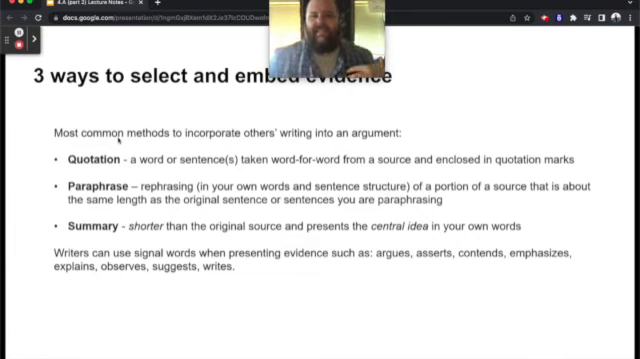If it's rhetorical analysis, and I'm going to show you an example here in a couple moments, but an example, a speech given by President Obama at the passing of Rosa Parks, right? Okay, so if you take his words word for word and use them in your own analysis of his speech, that's a quotation, right? We know that. Okay. A paraphrase. This is when you rephrase in your own words and your own sentence structure a portion of a source that's about the same length as the original, a sentence or sentences that you're paraphrasing.